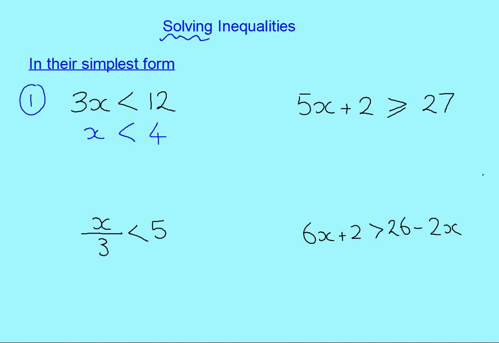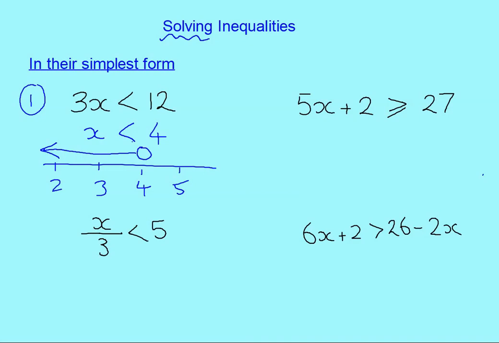Pretty straightforward. Now, you may be asked to draw that on a number line. So if there's 4, there's 5, there's 3, what we do to represent this symbol is an empty circle. You'll see that that will change on future ones. And where are all the numbers less than 4? Well, they're this way.